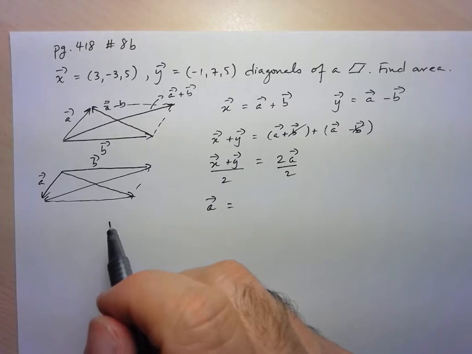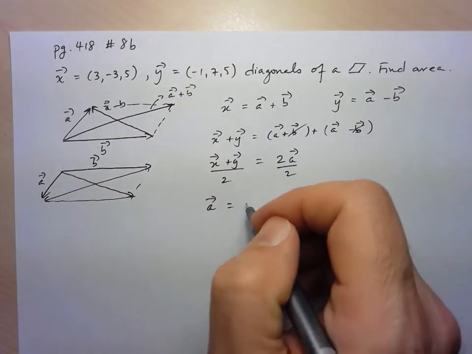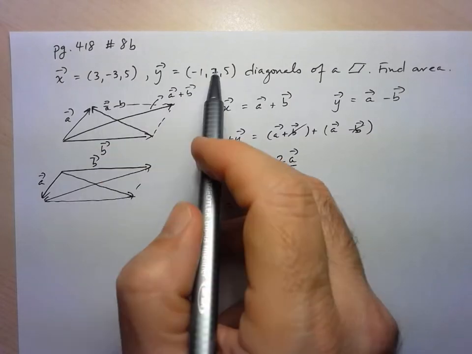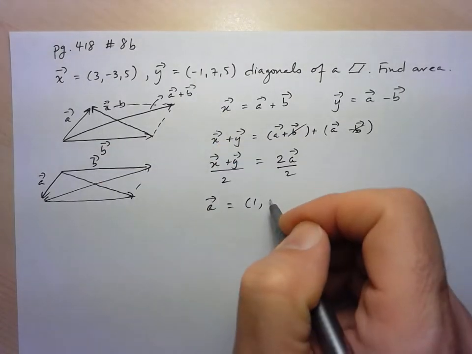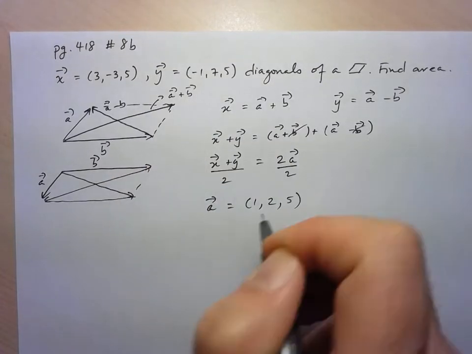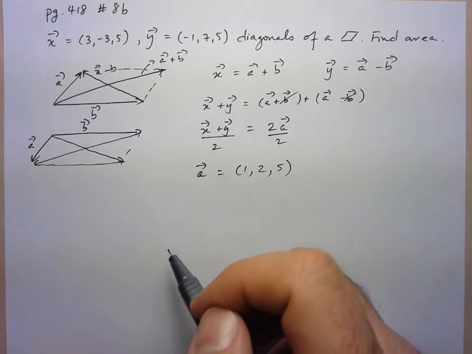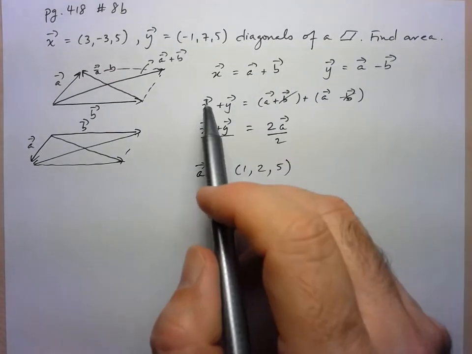Okay, so let's find that. So x plus y, so 3 plus negative 1, that's 2, divided by 2 is 1. Negative 3 plus 7 is 4, divided by 2 is 2. And here 5 plus 5 is 10, divided by 2 is 5. And now what I have is the actual vector A. Hopefully you can see I can do something similar to find the vector B.